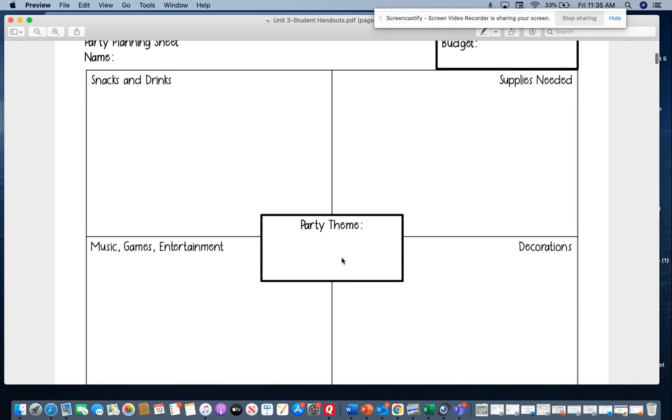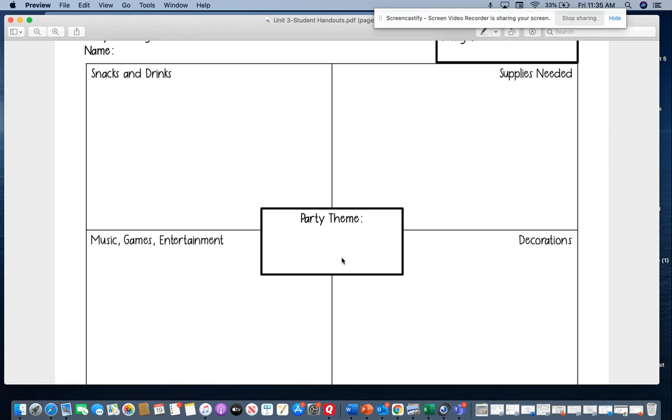You can come up with a theme for the party, like if you want a Hawaiian theme party or a unicorn theme party or a sports theme party. Then you're going to come up with what we are going to do for entertainment. What are we going to do for the fun part? Are we going to have music? If so, do we need money for that? The games that we would play, any kind of entertainment. If you wanted a clown at the party to make balloons, anything that we would do for fun.